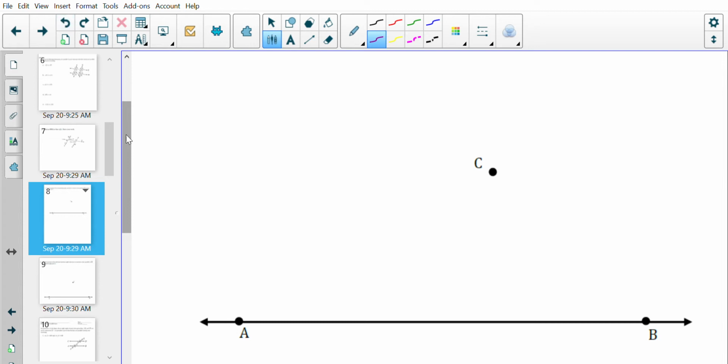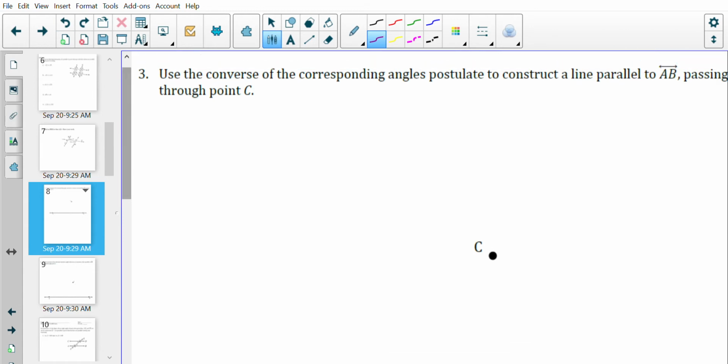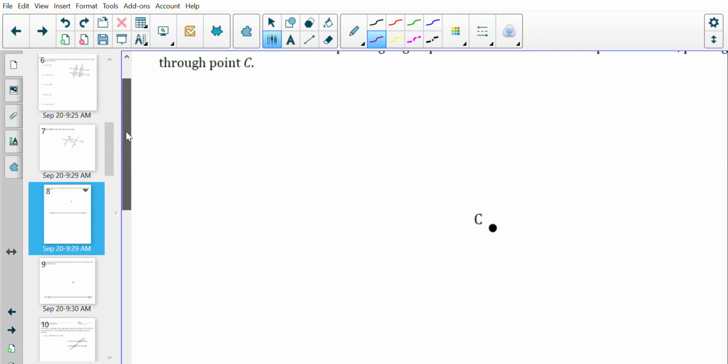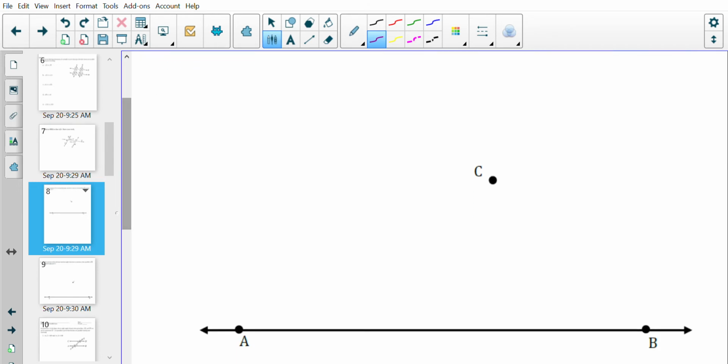In this case, what we want to do is use the corresponding angle postulate to create a parallel line. So corresponding angles are, again, angles that happen to be on the same side of parallel lines and the same side of the transversal. So to the right of the transversal and up above the lines, or to the left of the transversal, up above the lines, etc.